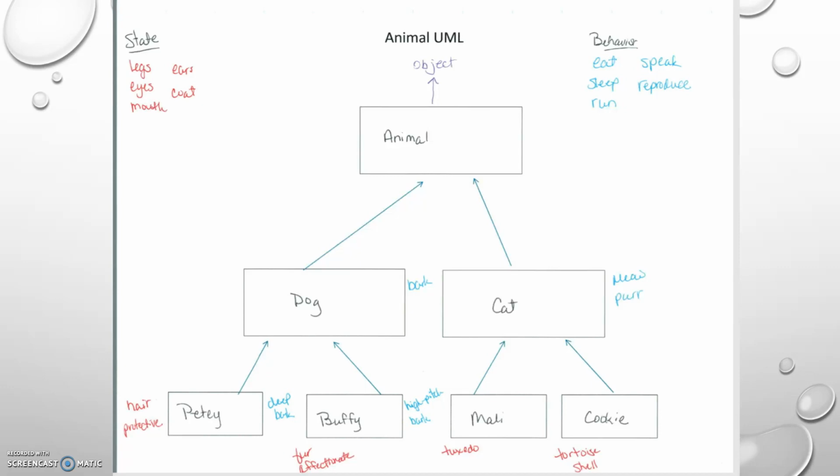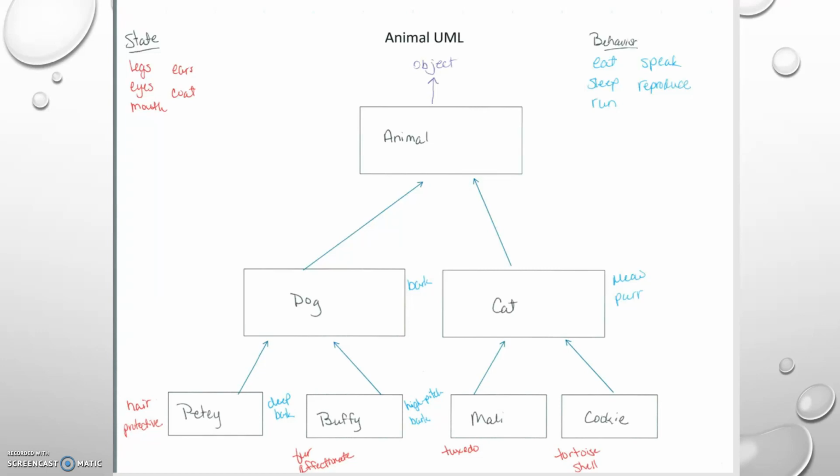And then for Cookie, Cookie's going to get all of the states: legs, eyes, mouth, ears, coat, all the behaviors: eat, sleep, run, speak, and reproduce. She gets the overwritten speak method of meow, and she gets purr. But we also decided that we could override the coat state with a tortoiseshell, being a little bit more specific.